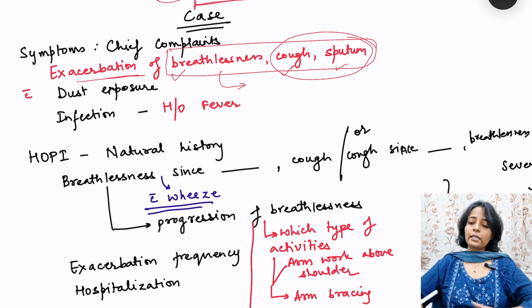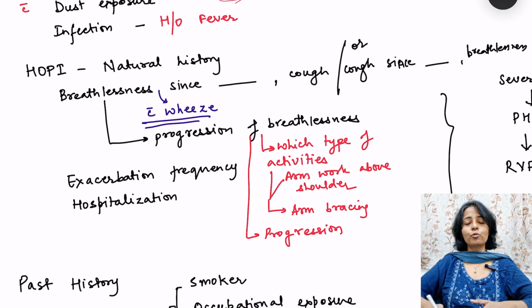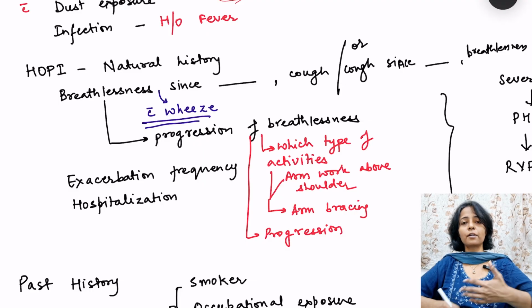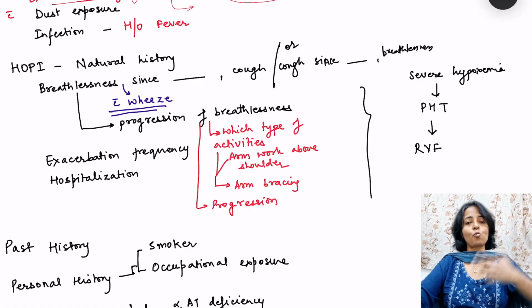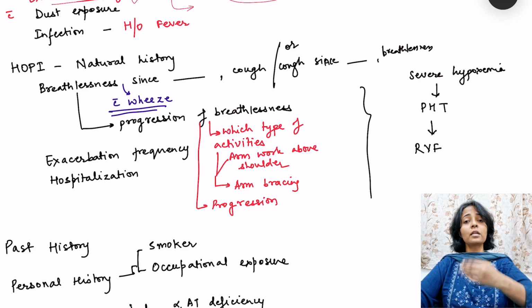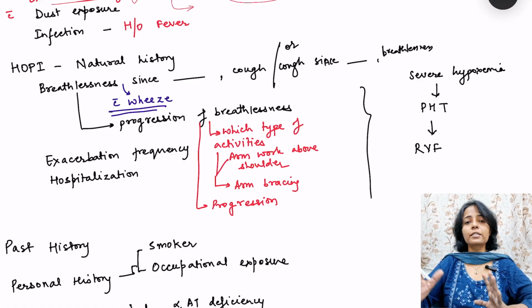Now, when you start taking the history of presenting complaint, you will come to know how long this breathlessness or this cough and sputum might be present. The person will tell that breathlessness was present since so many years, and the cough maybe is recent, or maybe the breathlessness is present since 5 years, and since 2 years cough is present, and now it has increased in intensity, right? So when breathlessness is coming first, you have to think that maybe it is emphysema predominant. But yes, you have to keep in mind bronchial asthma and interstitial lung disease as well, because breathlessness can be present in interstitial lung disease as well.